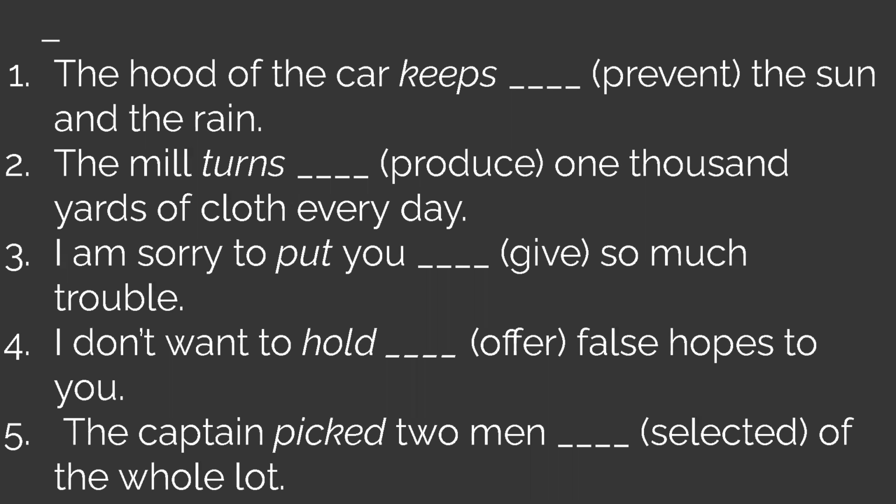The mill turns dash 1,000 yards of cloth every day. Turns up? No. On? No. To turn on means to switch on. The mill cannot switch on cloth. The meaning is to produce. Turns in? Turns up? Turns over.